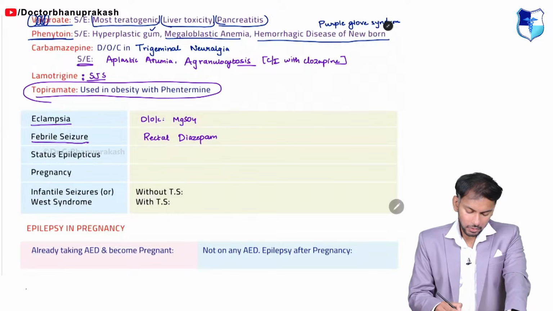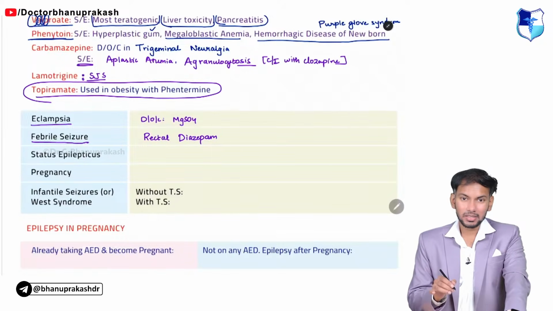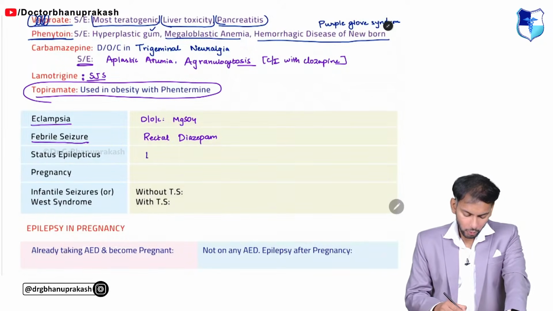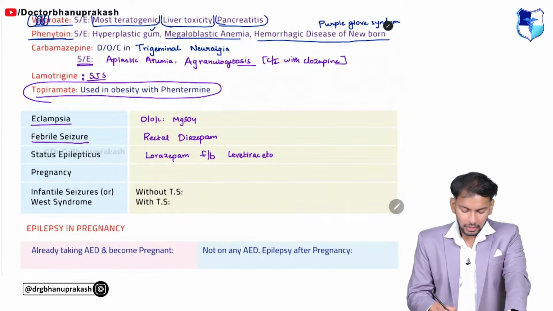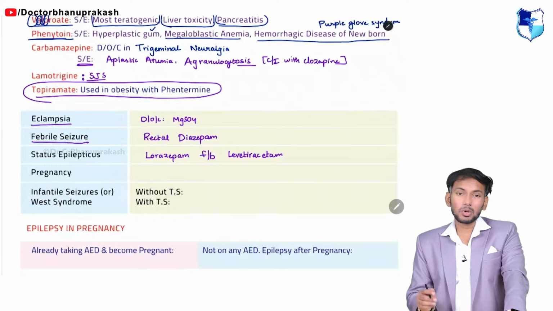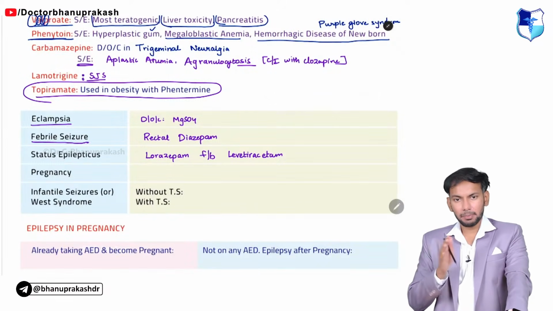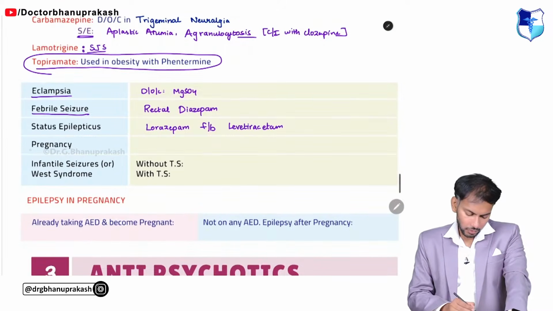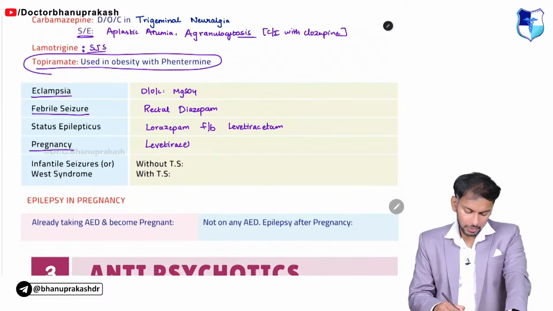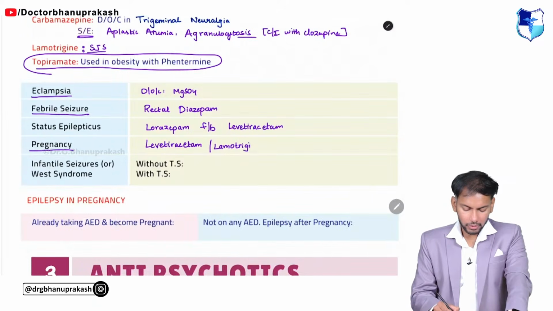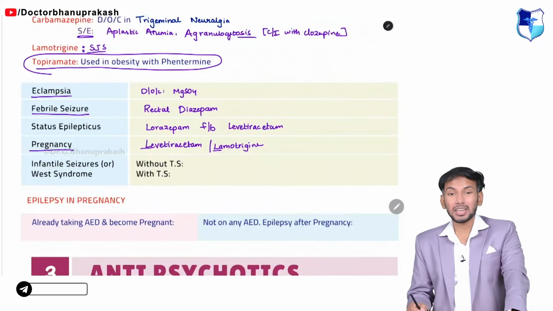Now, status epilepticus, what is the drug of choice? First, you have to terminate the seizures. You will terminate them by giving lorazepam. Once you terminate the seizures, you should prevent further seizures. So, lorazepam is followed by levetiracetam. Why are we preferring levetiracetam or lamotrigine? Because they have less teratogenic effects compared to valproate. Did you understand? Now, coming to pregnancy, I told you it is levetiracetam or lamotrigine. Why? Because they have less teratogenic effects. You can remember L for L, least teratogenic effects.